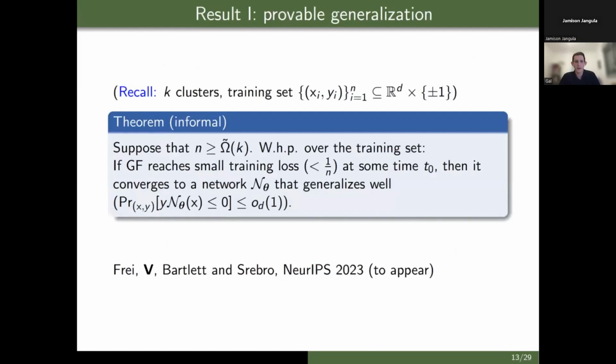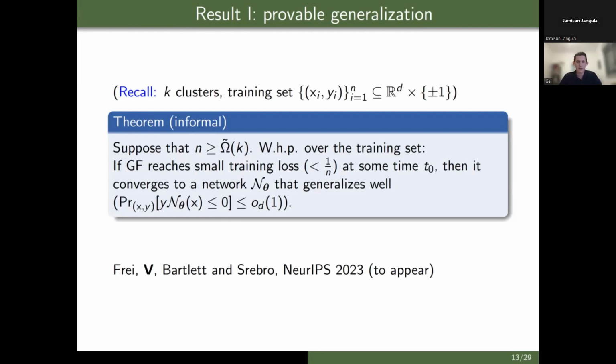Now, for this setting, we want to understand whether the implicit bias leads to good generalization and whether it also leads to bad adversarial robustness. So let's start with generalization. We have the following theorem. Suppose that the number n of examples is larger than the number k of clusters, up to some log factor. In general, I will ignore log factors in this talk. Then we showed that with high probability over the training dataset, if gradient flow reaches some sufficiently small training loss after some finite time, then it converges to a network that generalizes well.